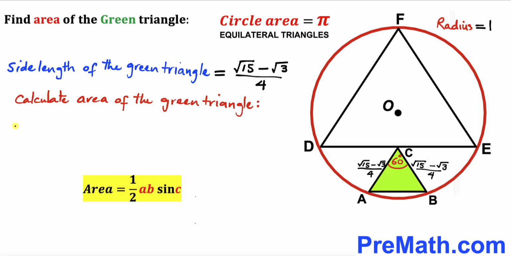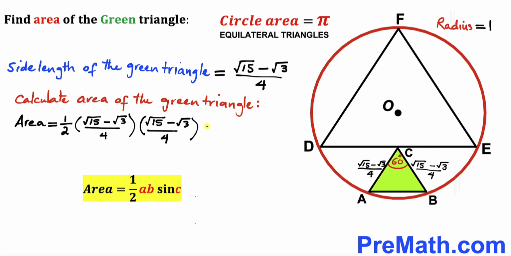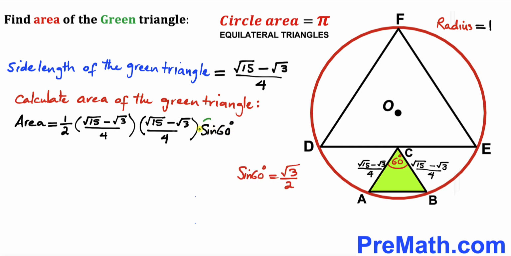So therefore, the area of this green triangle is going to be a half times our a value, which is square root of 15 minus square root of 3 divided by 4, and the b value is the same, which is square root of 15 minus square root of 3 divided by 4, and then times sine of angle 60 degrees. Now we know that sine of 60 degrees is square root of 3 divided by 2. So I'm going to replace this one by square root of 3 divided by 2.